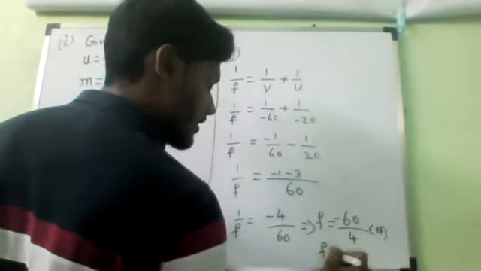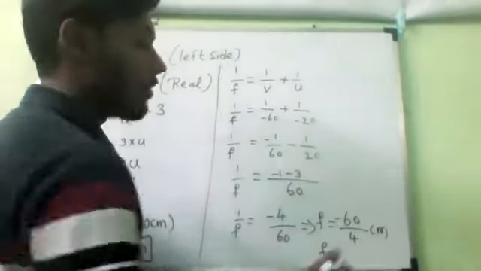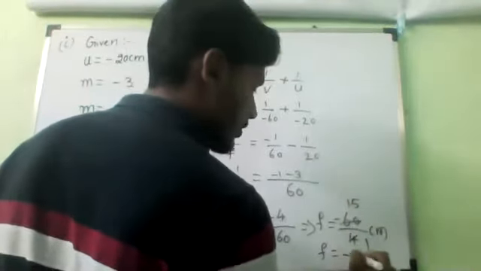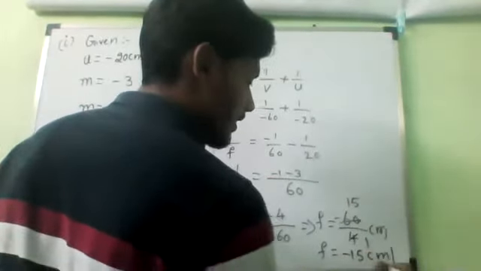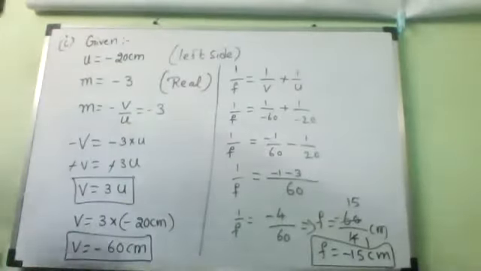So f is equals to how much? Minus 15. 4 15s are 60, which is equals to minus 15. Minus 15, sir. So this is what the f. All of you do it fast. So this is the first part.